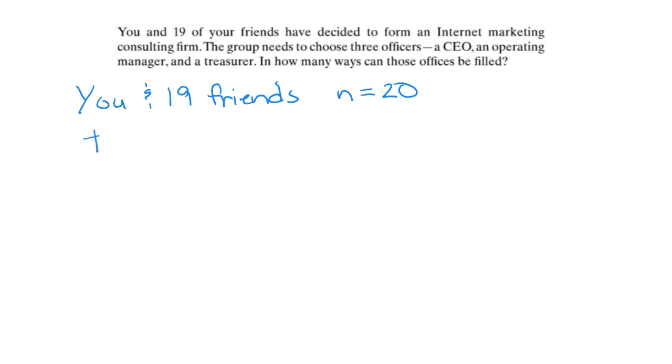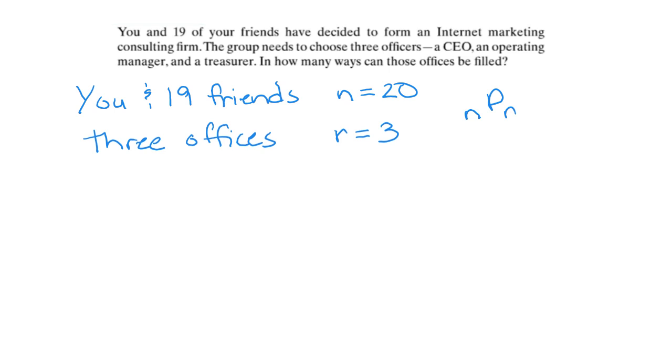All right, there are 3 offices: CEO, operating manager, and a treasurer. So we have our 3 different offices. Remember, we're going to do nPr. The reason why this is a permutation is because you have 3 unique offices. It does matter how those offices are selected. We can't pick one person and say you can be a CEO and the manager at the same time. Once you're taking the CEO position, you are now not available for the next position.